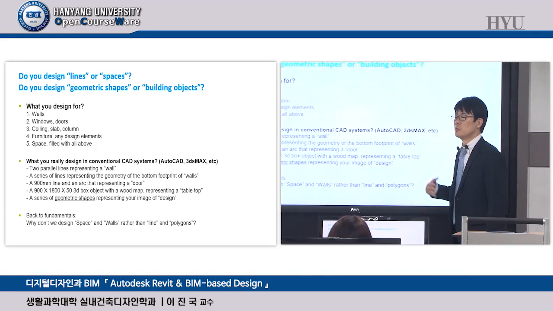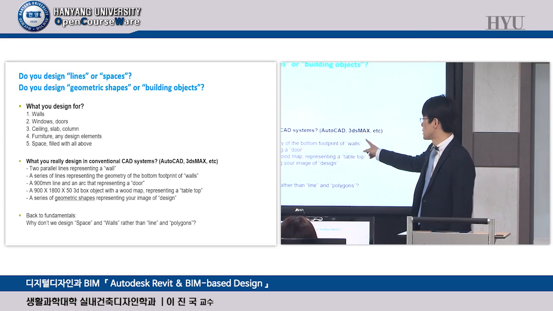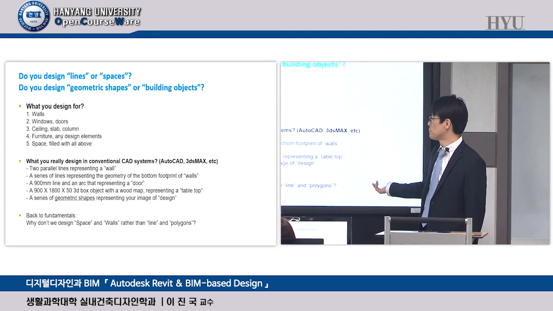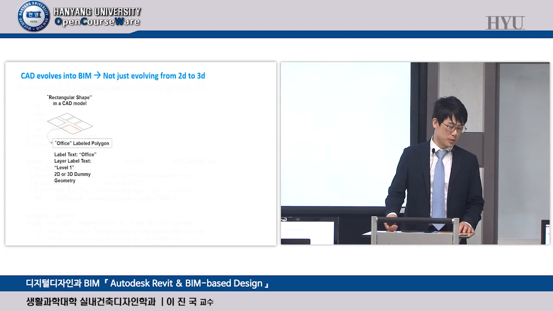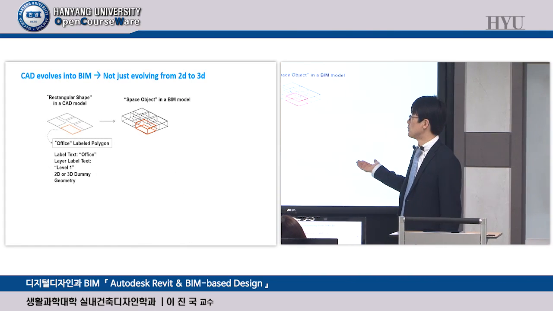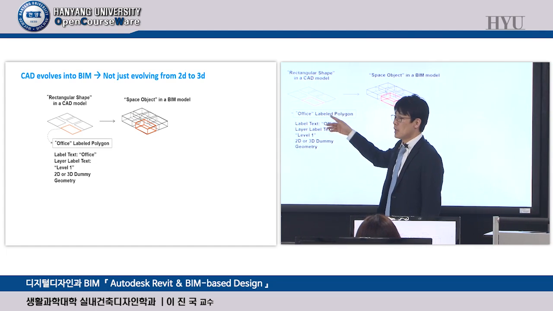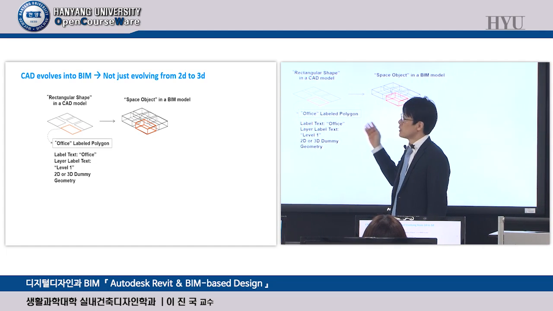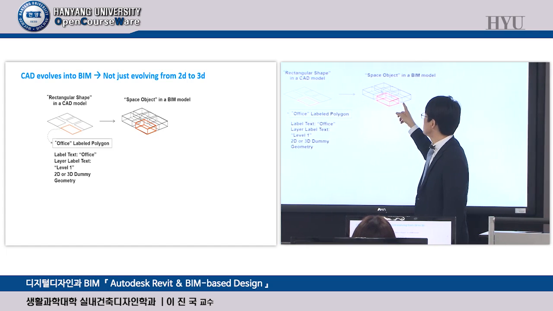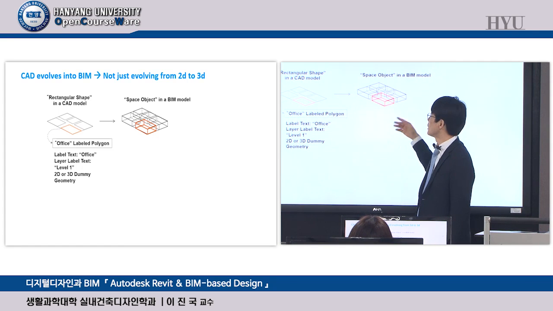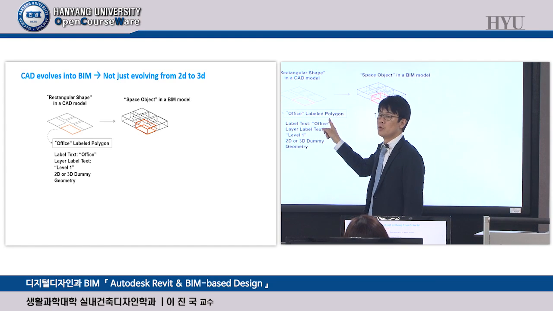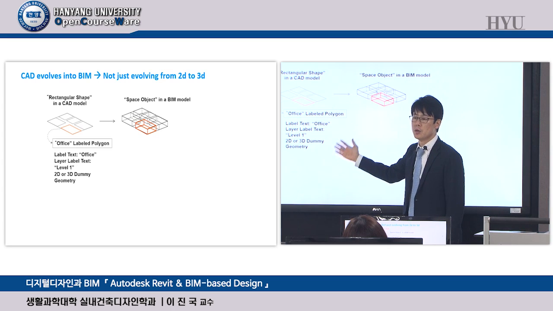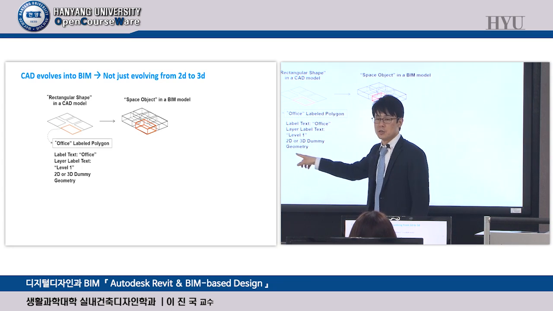But in Revit, in BIM tools, there are such objects, not just geometric points, lines, edges, faces, and so on. That's one of the fundamental differences between the geometric approach and the BIM approach. That's why I showed you this one before. The two representations are not just a simple difference between 2D and 3D. This one can be 3D, and even a BIM model can be 2D. That's okay. But this one is an office labeled polygon. No information. This is just geometry, mere geometry, or so-called dummy geometry.